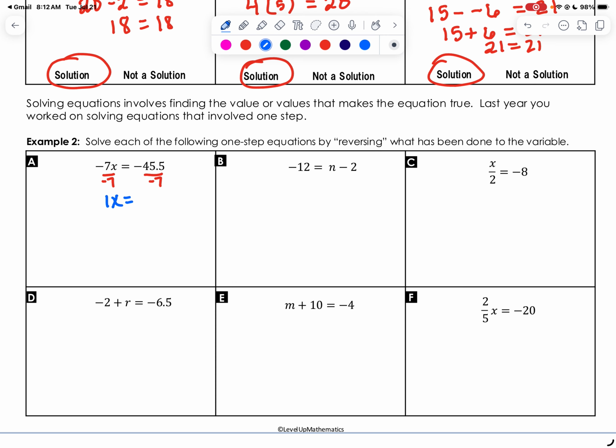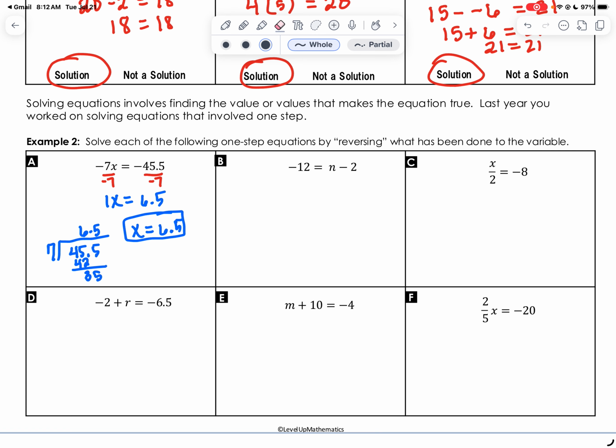Well, I know a negative divided by a negative is positive, so I'm just going to divide 7 into 45.5. So 7 goes into 45 6 times. That's 42. That leaves me 35. 7 goes into 35 5 times. So 1x would equal 6.5. And usually we do not put the 1 in front of the x. 6.5 is our solution.